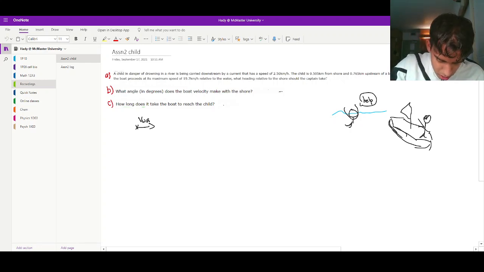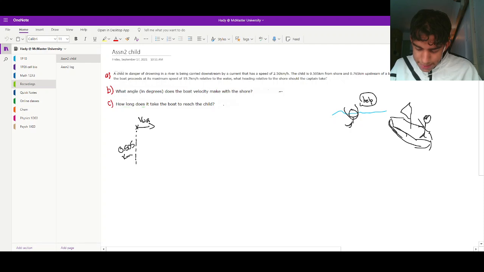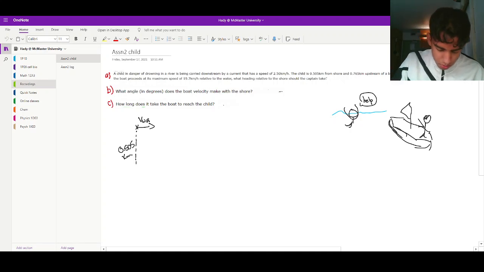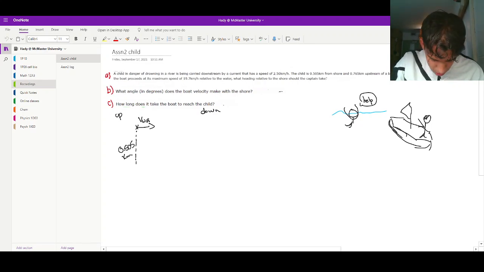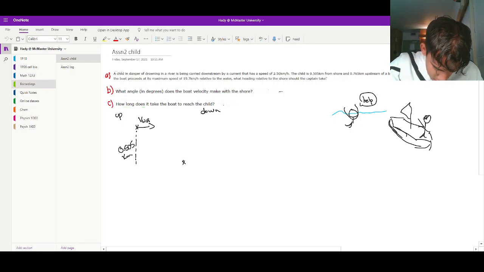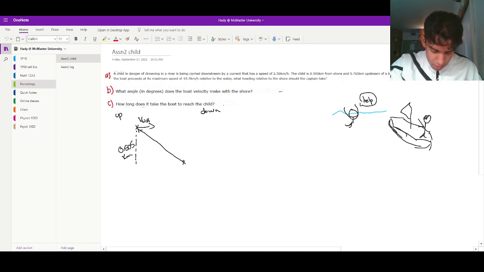0.505 kilometers from shore, and 0.765 kilometers upstream of a boat landing when the rescue boat sails out. So this is up, this is downstream. So our good old boat is like there-ish. And our boat is trying to head to the child. Well, trying to meet up with the child.